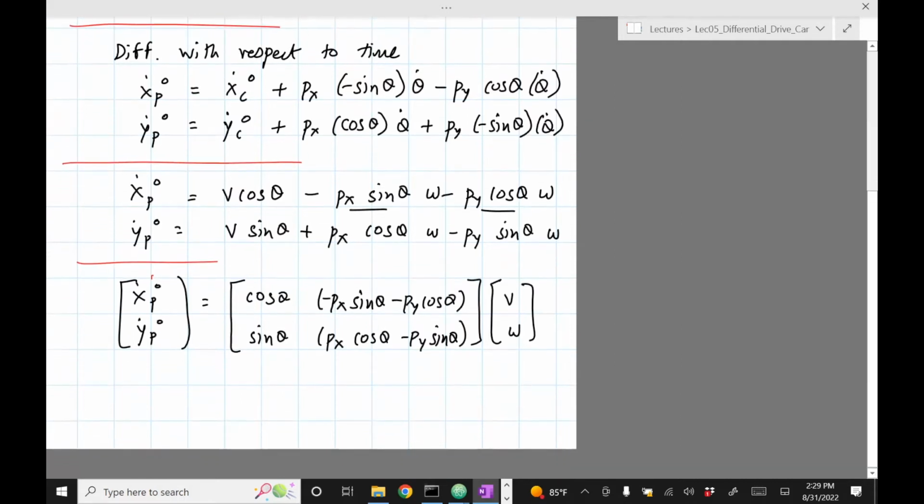Okay, so remember that x dot C, y dot C was very simple, v cosine theta, v sine theta. But the equation for P is a little bit more complicated. It has cosines and sines, and it also has omega, which was not there in C. And it also has the geometry, which is px, py, the point we chose.